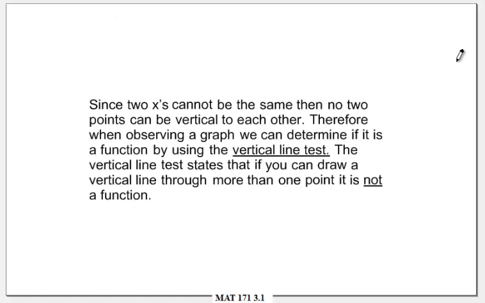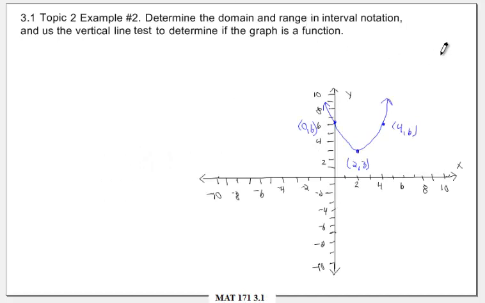Since two x's cannot be the same, no two points can be vertical to each other. Therefore, when observing a graph, we can determine if it's a function by using the vertical line test. The vertical line test states that if you can draw a vertical line through more than one point, it is not a function.